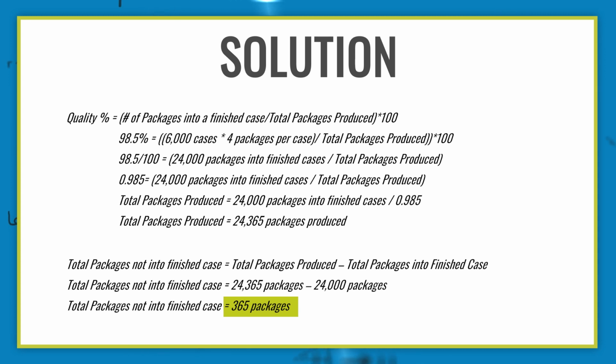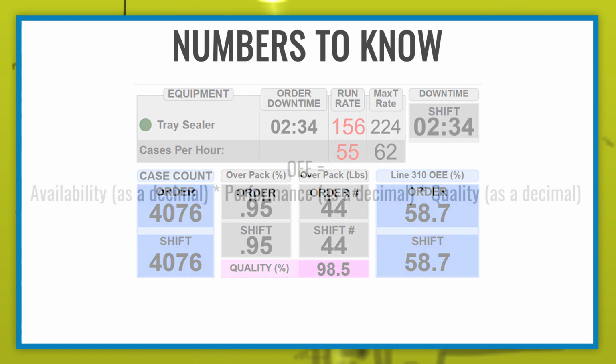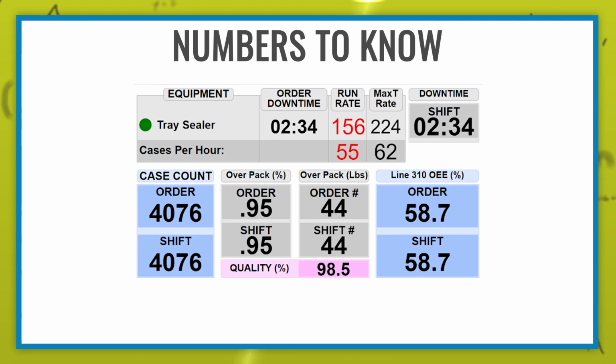Using several of the metrics that we calculated already, we can calculate overall equipment effectiveness, or what we call OEE. OEE is a measurement that shows us how well equipment is running. For most lines, we want to achieve an OEE greater than 80%. The formula looks like this: OEE equals availability times performance times quality. Using the digital screen, what is the projected OEE for the production order?